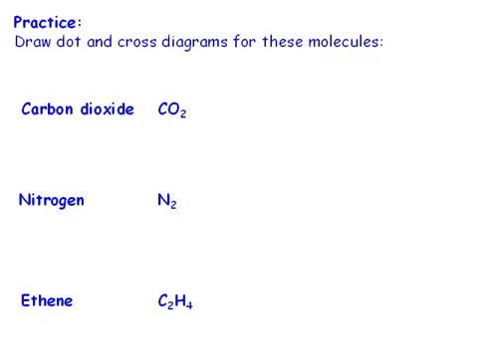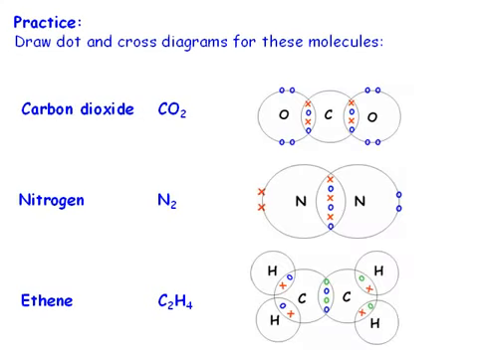Pause the video again and have a go at these covalent dot and cross diagrams, which each have a double or triple bond in them. Here are the answers. Pause the video and check your working.